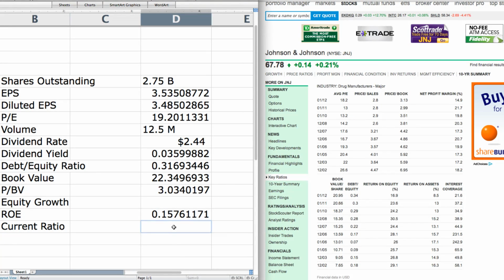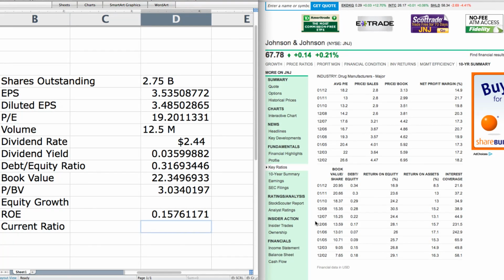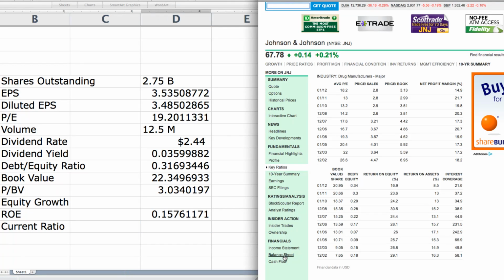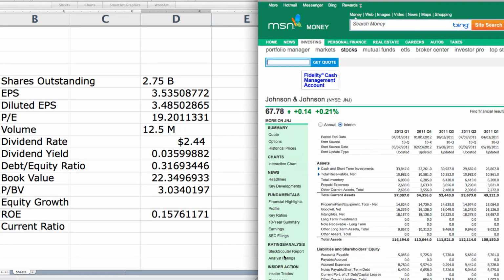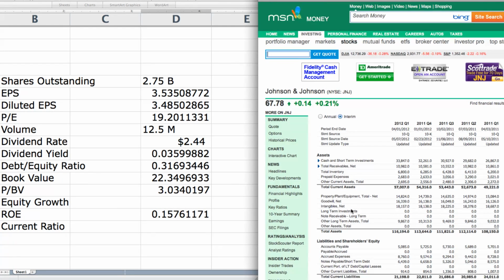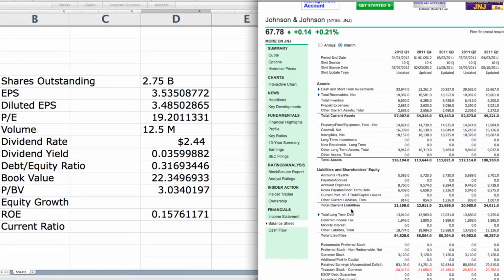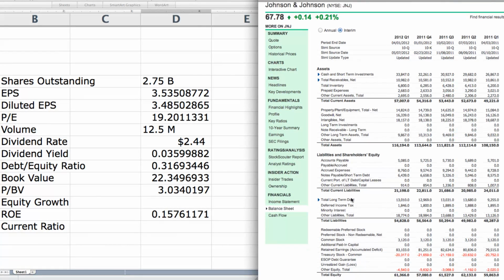Okay, so the last thing is the current ratio. So in order to figure out the current ratio, we have to go to the balance sheet. So we're going to go down here, and unfortunately the current ratio isn't really shown on any of the statements, it's not calculated for you anywhere, so you have to do this calculation if you want to figure it out. Okay, and in order to do that, you're going to go to the balance sheet, and you're going to look at the total current assets, and you're just going to divide that by the total current liabilities.